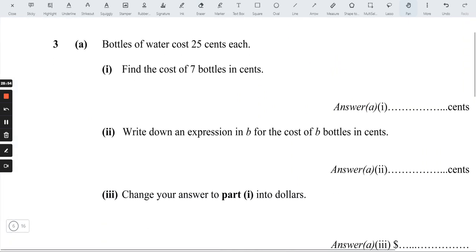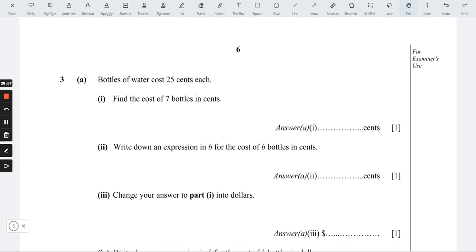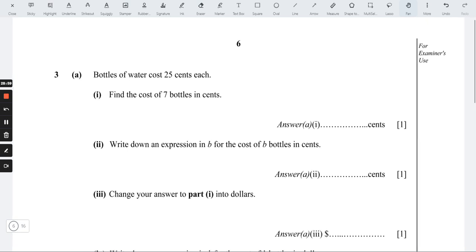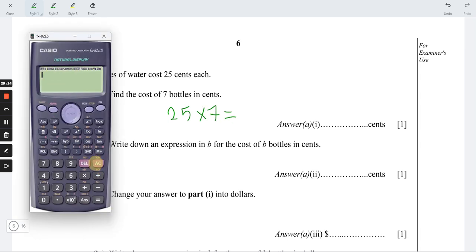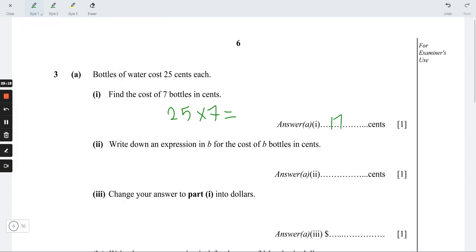Okay, now question number 3. Bottles of water cost 25 cents each. Find the cost of 7 bottles in cents. So 25 times 7 equals 175 cents.